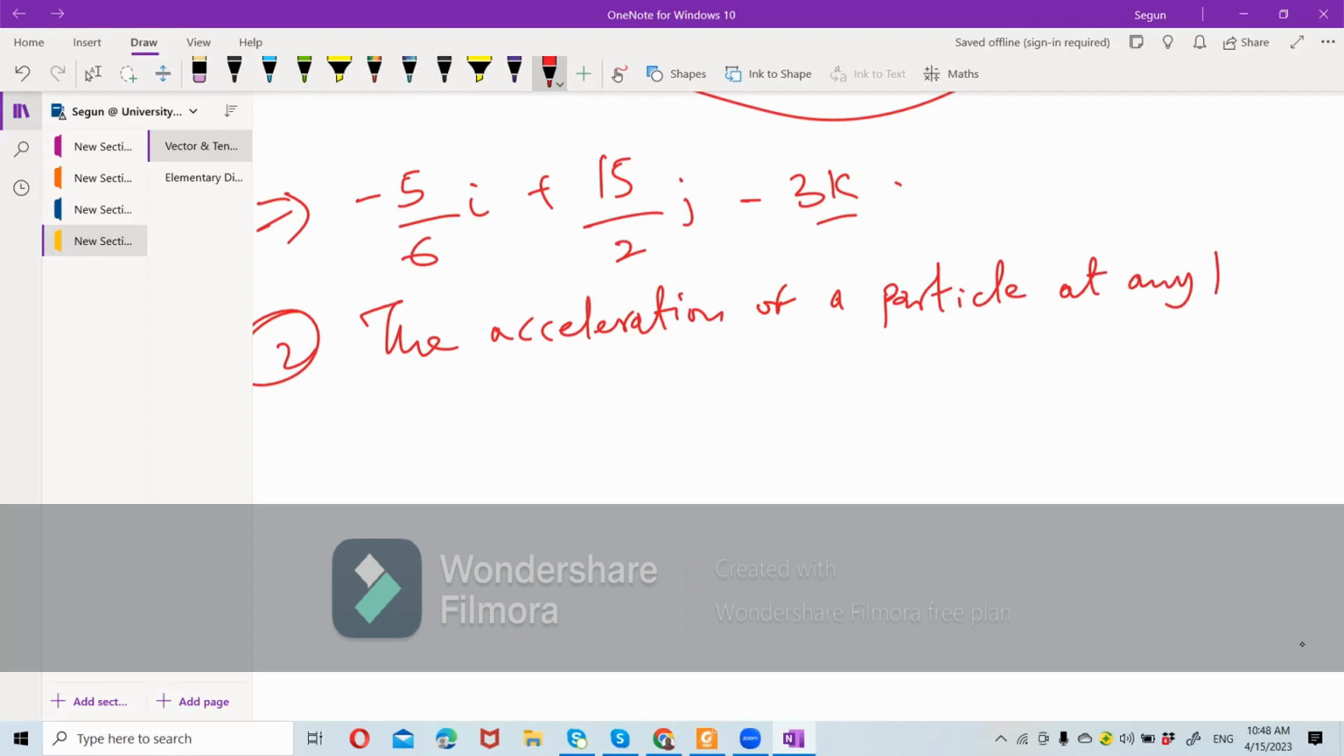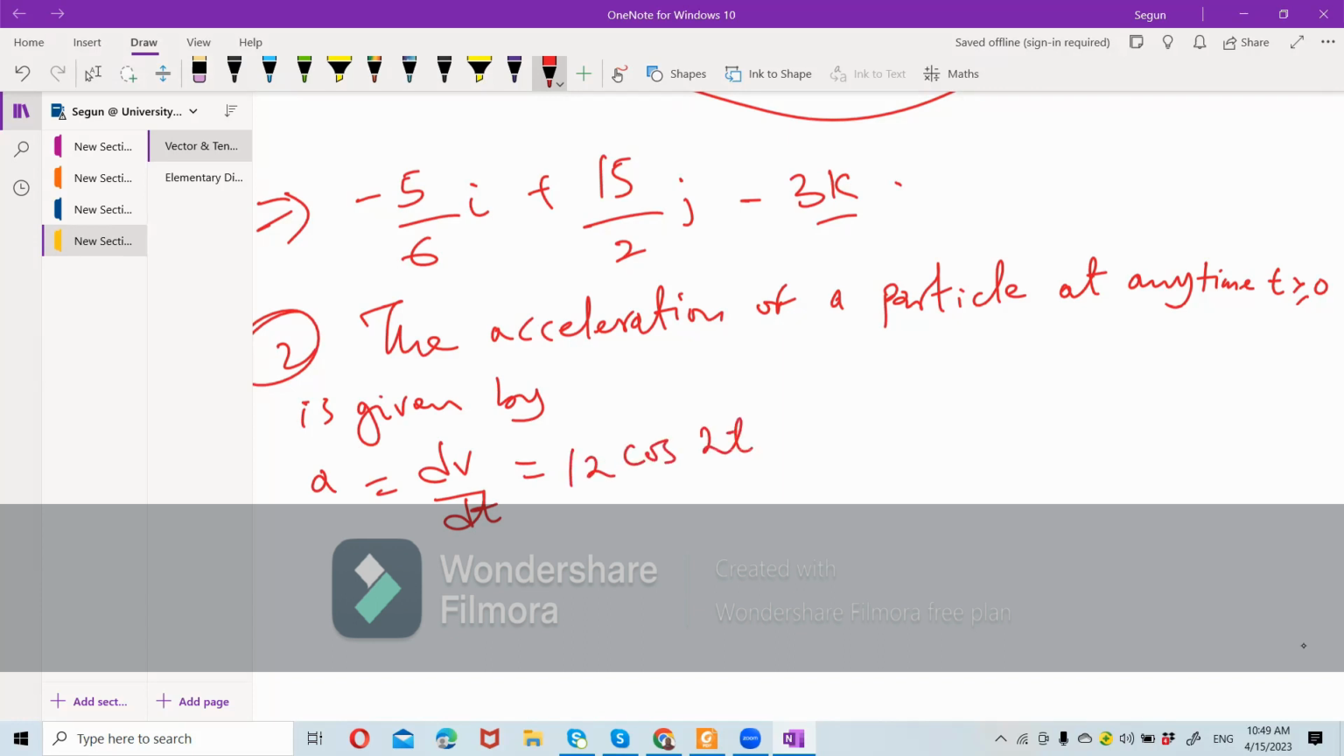At any time t greater or equal to 0, that is time, in this case will be positive, is given by a equals dv/dt equals 12 cos 2t i minus 8 sine 2t j plus 16t k.